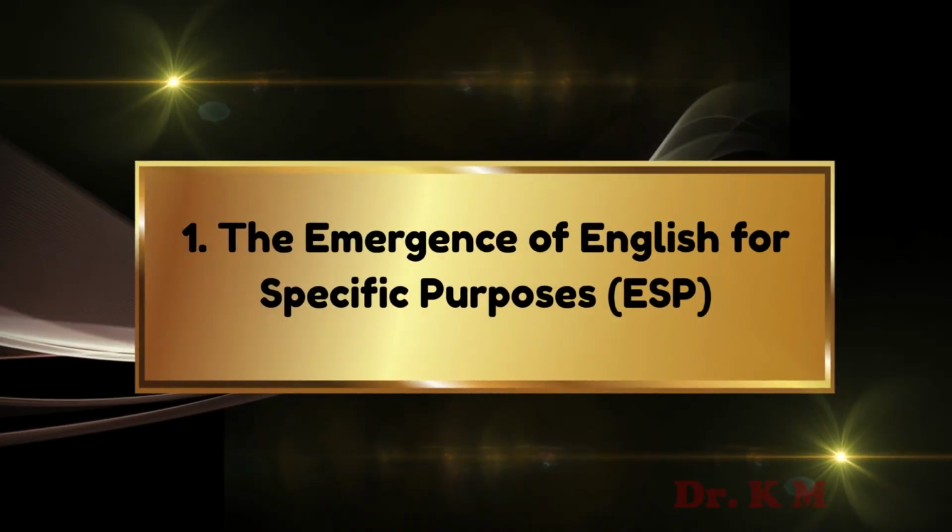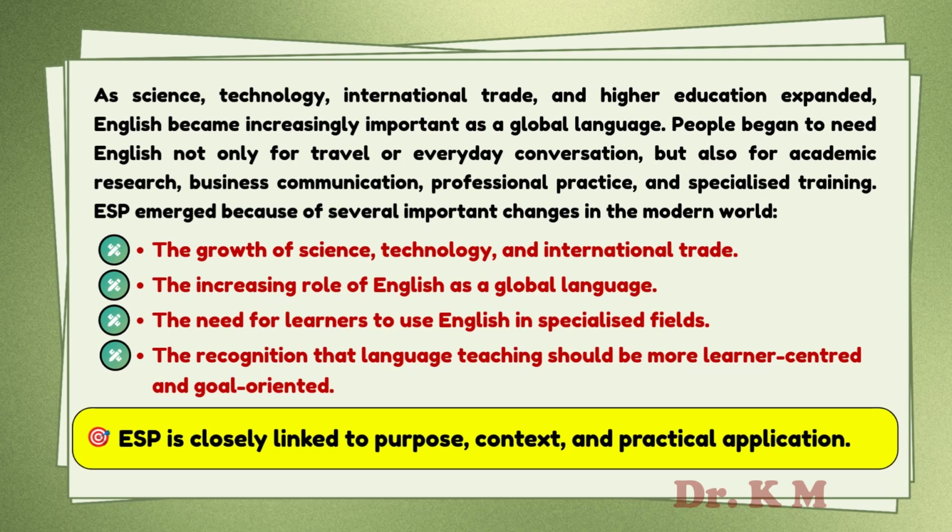1. The emergence of English for specific purposes, ESP. As science, technology, international trade, and higher education expanded, English became increasingly important as a global language. People began to need English not only for travel or everyday conversation, but also for academic research, business communication, professional practice, and specialized training. ESP emerged because of several important changes in the modern world.